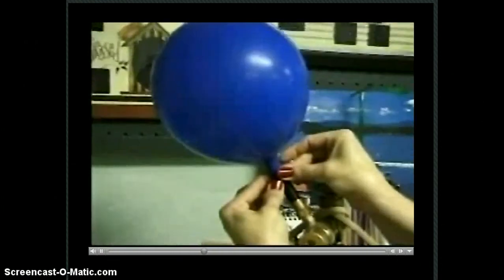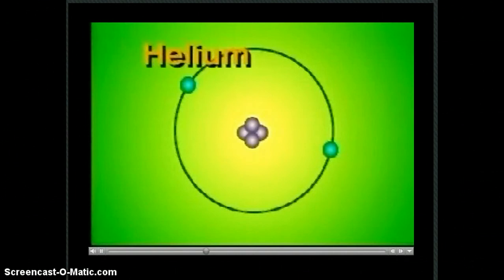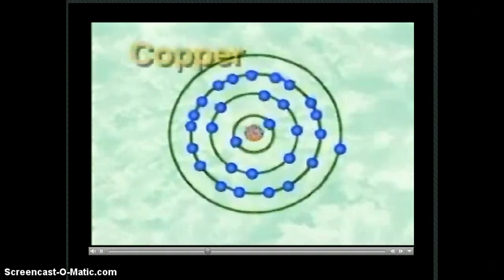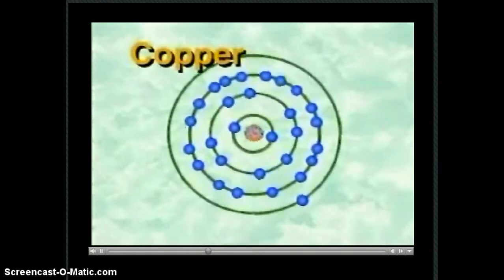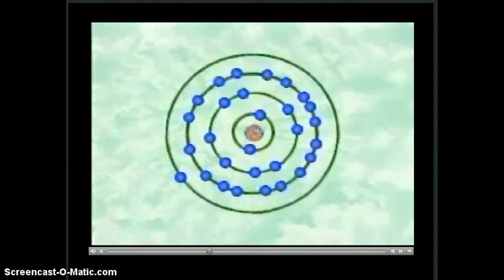Helium, another stable substance, is a gas that is lighter than air and makes this helium-filled balloon float. Helium has its outer energy level full with 2 electrons. But elements, such as copper seen here, in which the outermost energy level is not filled with electrons, are less stable and are more likely to form bonds.